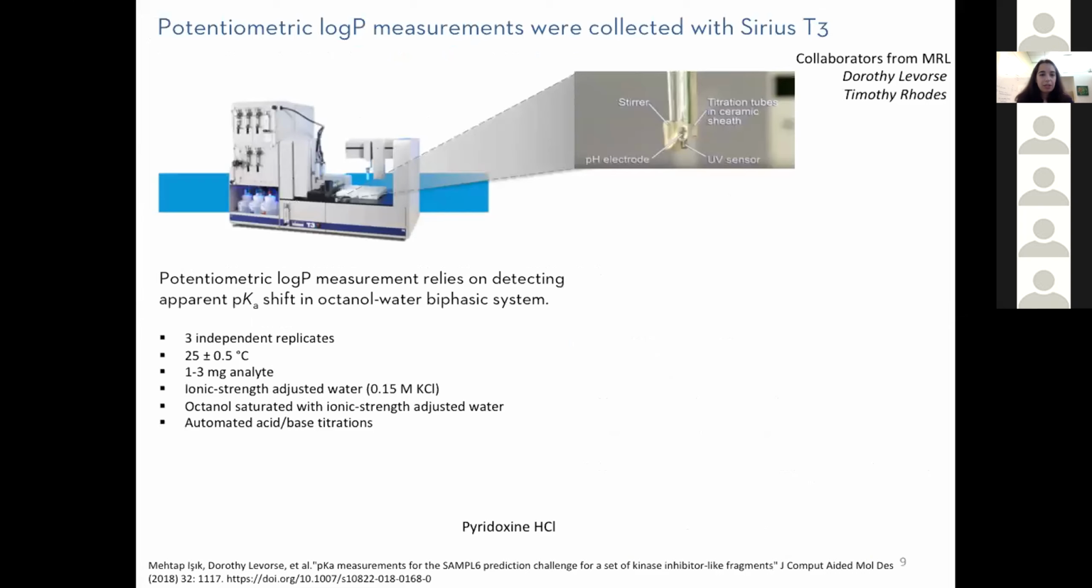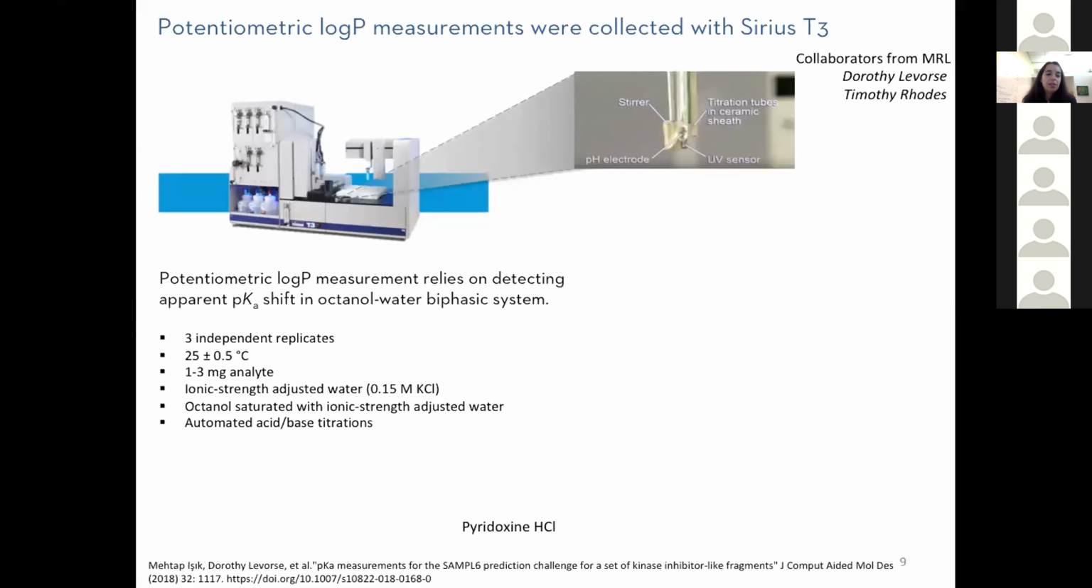Now I want to explain how this experimental data was collected. I was hosted by the Merck Pre-Formulation Group, which donated instrument time and their expertise as well as chemicals to collect these data. Dorothy Lavors and Timothy Rhodes guided me through these experiments. The instrument I used was a Sirius T3 automated titrator. And the measurement method we use for logP measurements is a potentiometric logP measurement method. There were 3 independent replicates of measurements for each molecule.